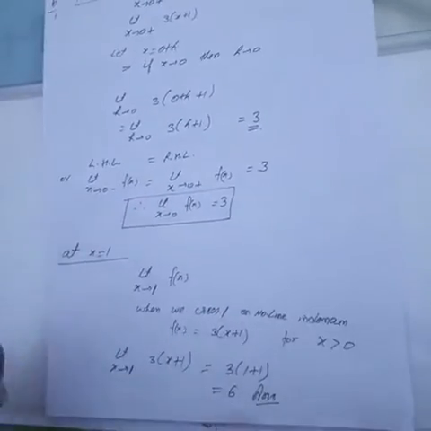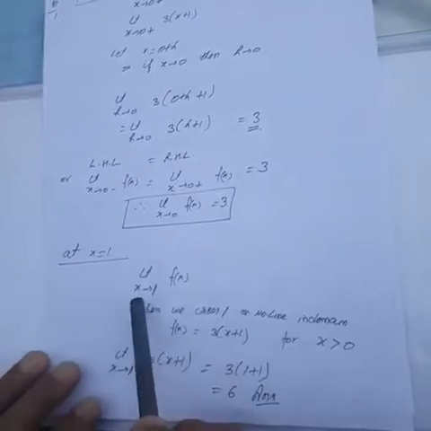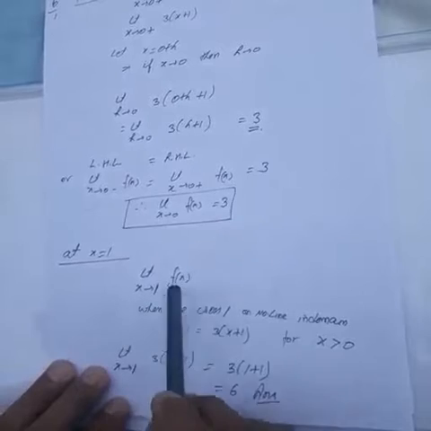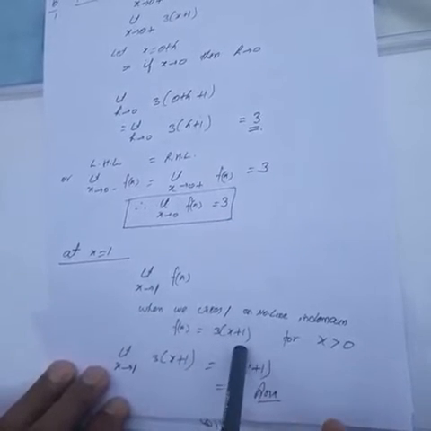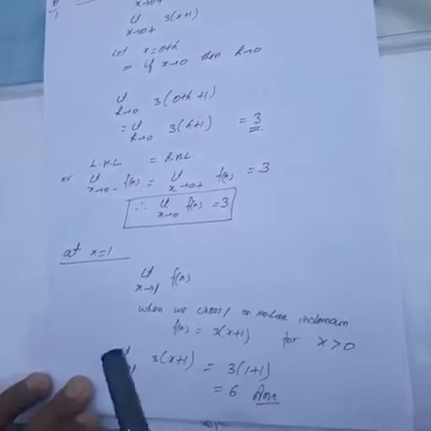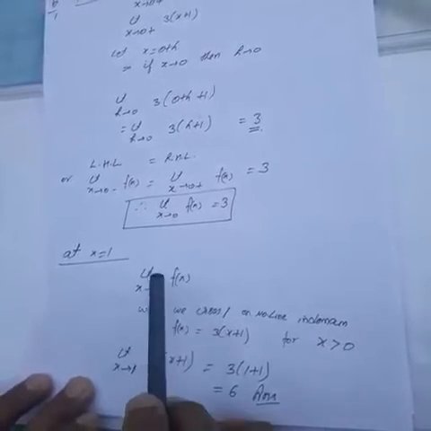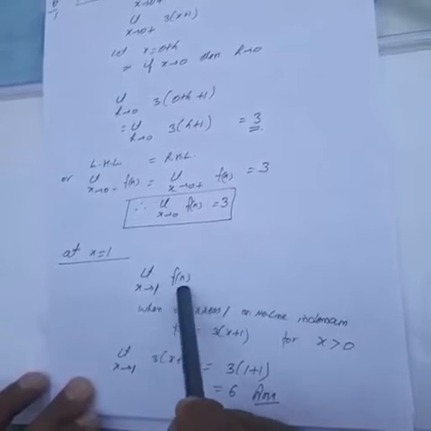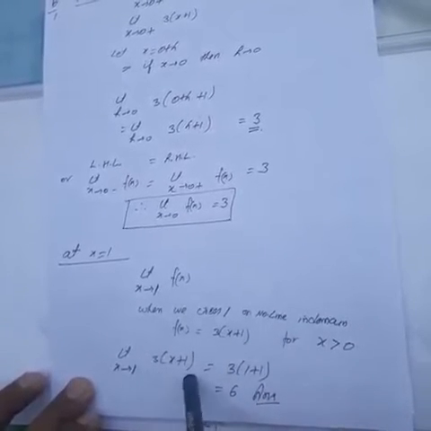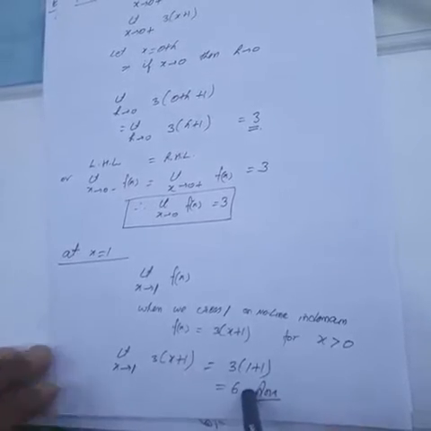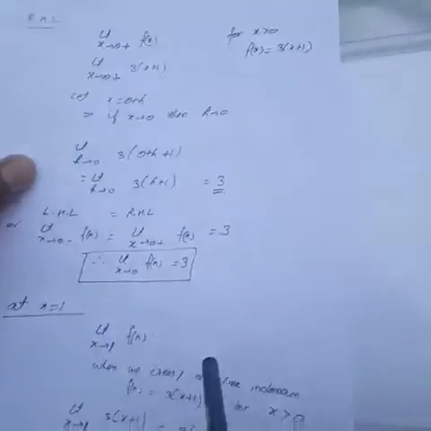So evaluate limit x tends to 1 of f(x). There is no need to evaluate the right hand limit and left hand limit, because f(x) is a polynomial now. We know limit x tends to a of f(x) is equal to f(a) when it is a polynomial. So evaluate f(a): it is 3 into 2, and 6 is the answer. I hope it is clear to all of you.